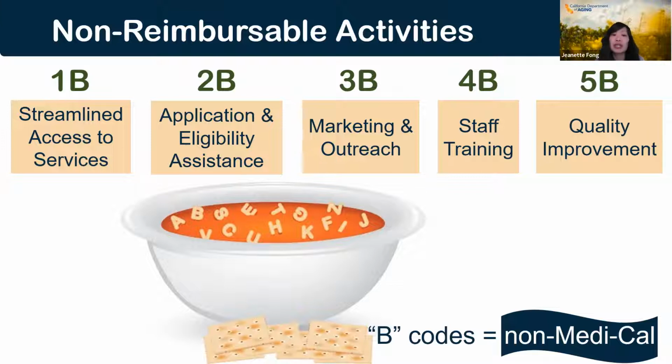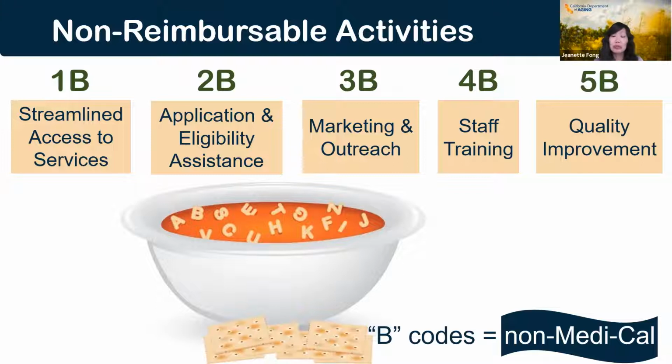Code 3B would be used for any type of marketing or outreach to the general public to promote awareness of non-Medi-Cal programs and services. Code 4B is for staff training. This time you're participating in any type of training that has to do with learning about non-Medi-Cal programs or services, any training on Medicare, assistive technology, food programs, housing, so long as it is a non-Medi-Cal service. And then finally, code 5B, quality improvement. So any type of quality improvement activities that help to improve the coordination or delivery of non-Medi-Cal services.